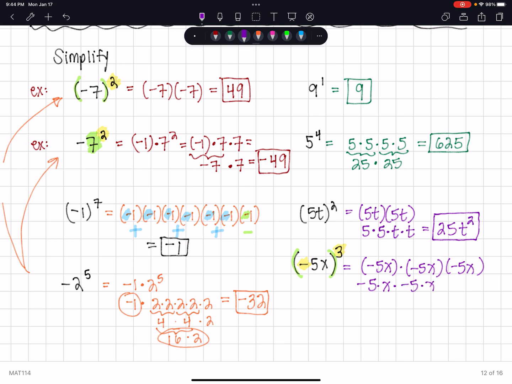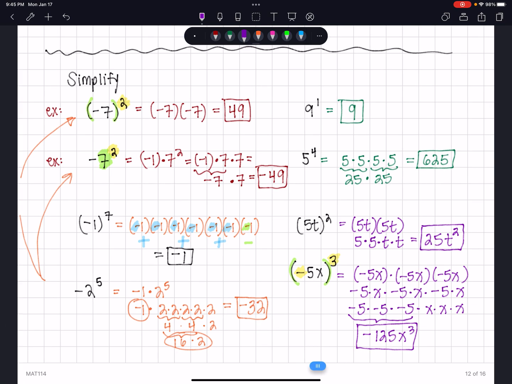And now I'm going to reorganize -5 times -5 times -5, and then x times x times x. Well, a -5 times a -5 is a positive 25, and 25 times -5 is -125. x times itself 3 times is x cubed. Now, 5 cubed, which is 5 times 5 times 5, is 125, another math fact that will be helpful for you to know.